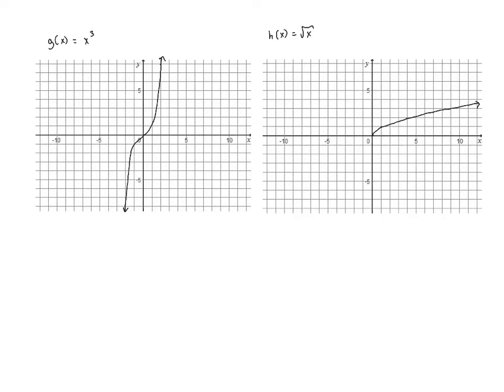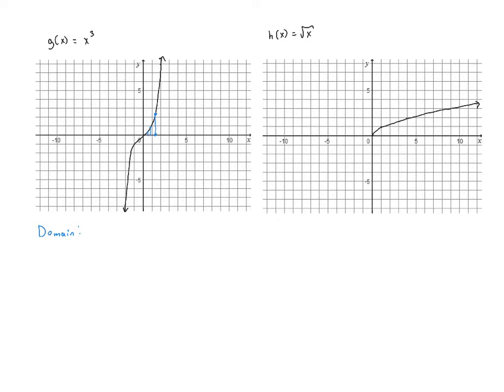All right, let's take a look at g of x equals x cubed, and then afterwards h of x equals the square root of x. And we're going to start with the domain. Remember, the domain is the set of all possible input values or x values. So what we want to do is look at the points on our graph and see what x values correspond to points on the graph.